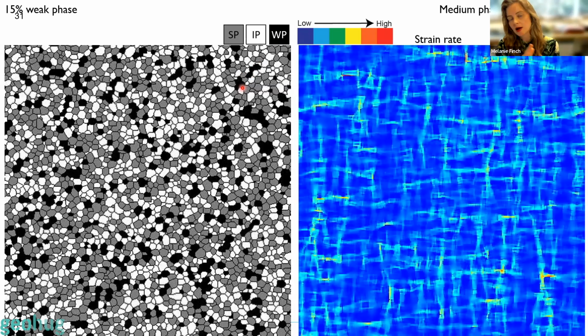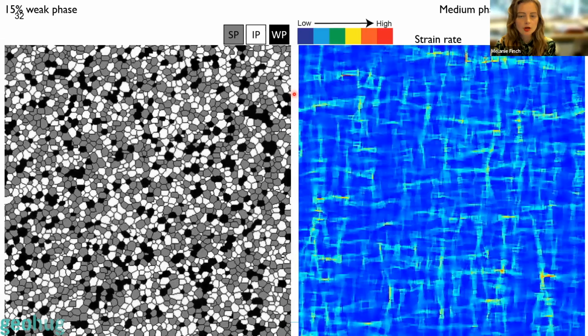Micas have this weak basal plane, so it's emulating that sort of thing. Over on this side, I'm going to show you strain rate that evolves at the same time as this model does. Strain rate goes from high to low, and you can think about strain rate as like the rate of deformation. So high areas are accommodating a lot of the deformation, and dark blue areas are accommodating nothing or close to nothing. Okay, so let's have a look.